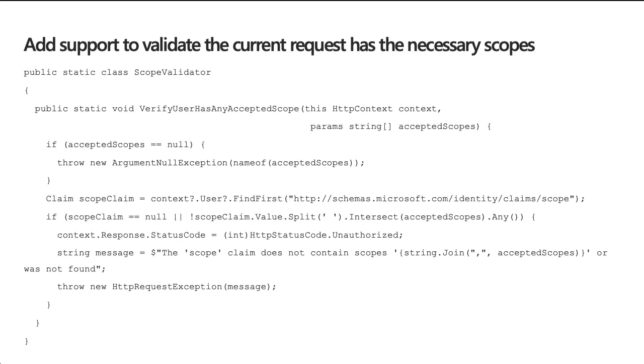When you create the controllers or the endpoints for your Web API, you'll also need to make sure that the current request has the necessary permissions or scopes granted to it. This can be done using a static class that contains a single method. The following scope validator class has a method called VerifyUserHasAnyAcceptedScope that will check to see if the current request's included access token contains a specified scope. It's going to give you a Boolean value back if the desired scope is not present.